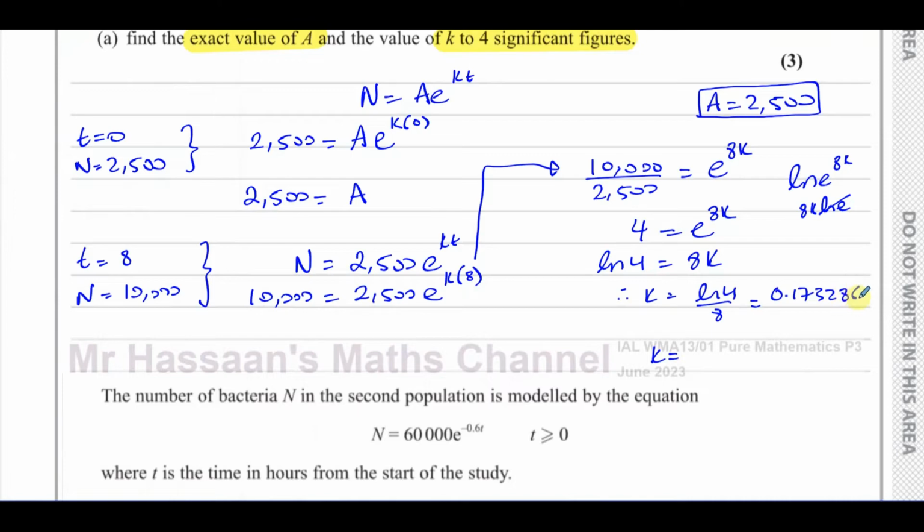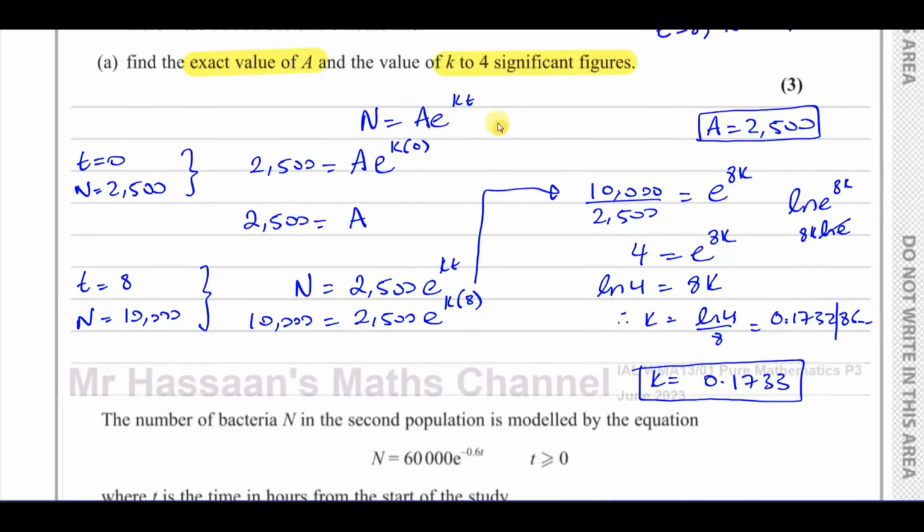0.173286, and goes on like that. So we want 4 significant figures. The first significant figure is the first number after the first non-zero number, which is this 1. So you have 1, 2, 3, 4. So you end up with 0.1733. That's the value of k. So we found the value of a and k. All right, and that's the answer to part A.